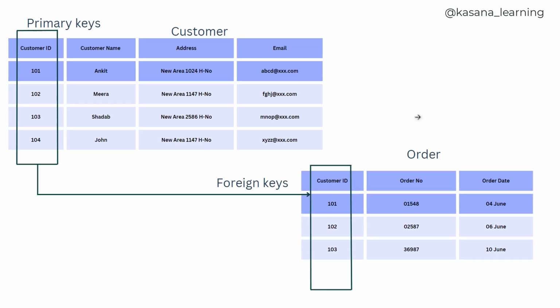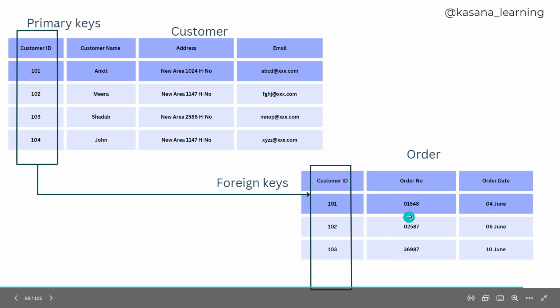Let's take an example in order to understand this concept. We have two tables, customer and order, and some of the information about the customers is in the customer table and some in the order table. That is, if a customer has to register, the information is going to be stored in the customer table, and any time we take an order, that information is going to be stored in the order table.